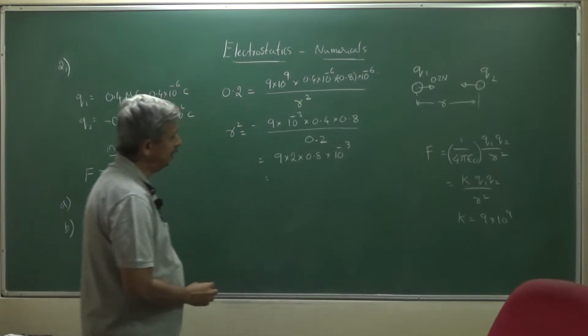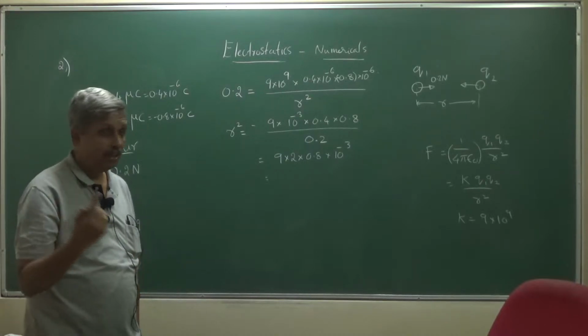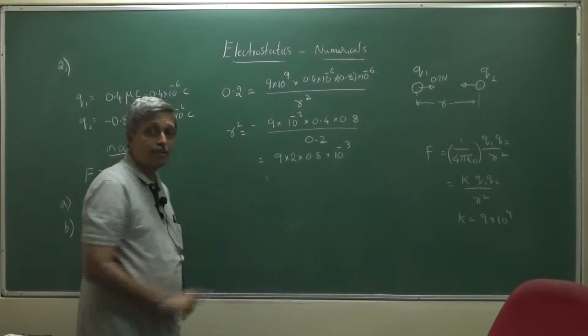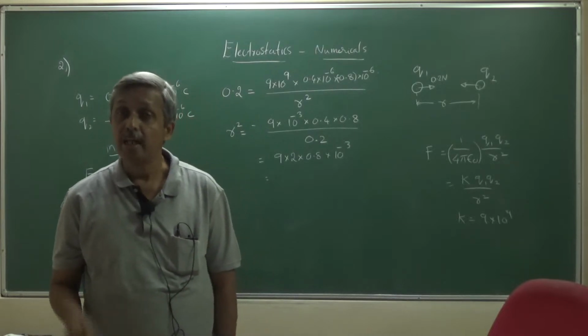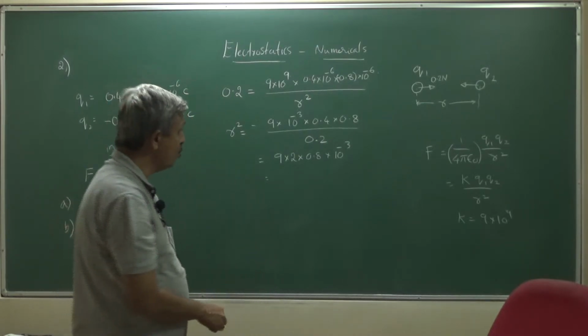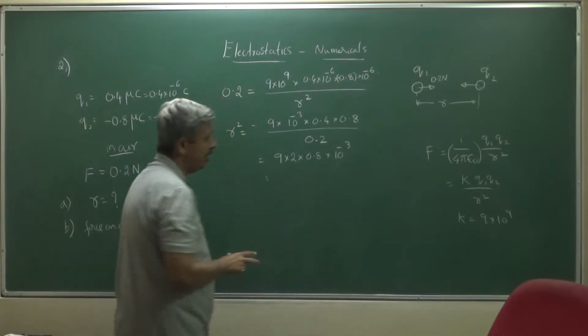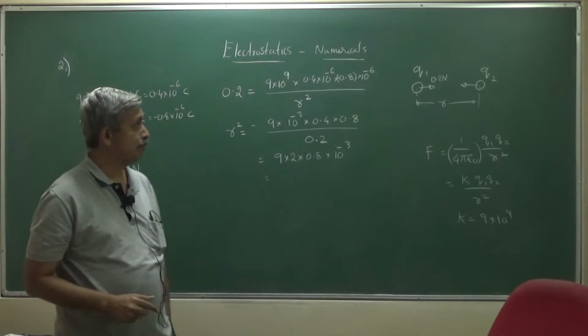So let's see what I am thinking in parallel. I have r square, so I want to get r. That means I'm going to take the square root. To take the square root, how do I group it so that I can find the square root easily? That is what I'm going to do.